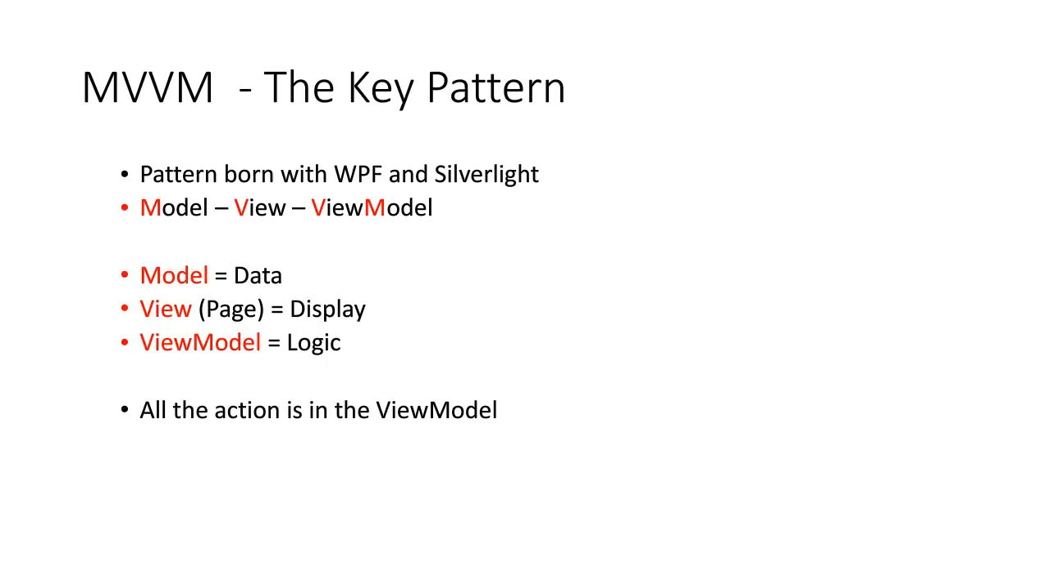Programmers hate to reinvent the wheel, and so once an approach has been worked out, it's captured in a pattern. The absolute key pattern for Xamarin.Forms is MVVM, which stands for Model, View, View Model. This pattern was created at Microsoft with the creation of WPF and Silverlight. To simplify the pattern, or at least the essence of the pattern, the model is your data. The view is your page, that is the display of your data. And all of the logic of your application goes into the view model.